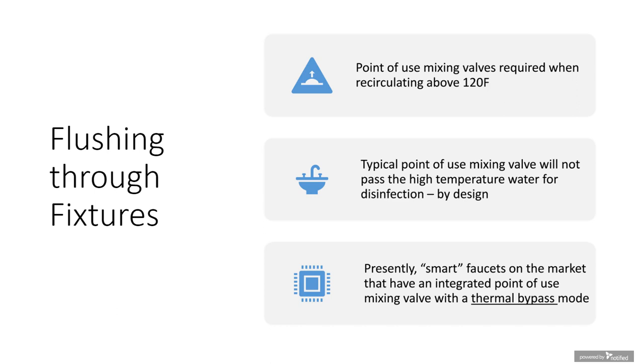So that's one of the trade-offs you have to make. Are you actually going to flush through the fixtures that most people recommend, or are you going to not do that because of the expense of it? There are devices out on the market called smart faucets that allow you to thermally bypass that hot water through the mixing valve. So again, it's another trade-off you have to make. Do we put in the expense of thermal bypassing smart faucets, or do we not flush through the fixtures and just keep our point of use mixing valves that we've been using?